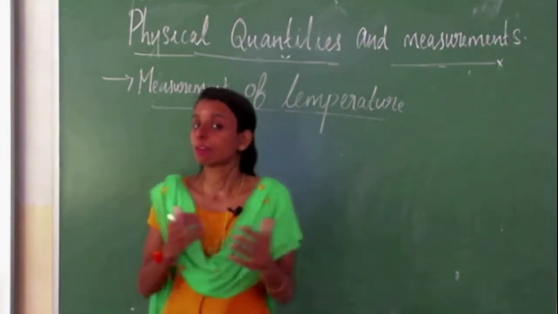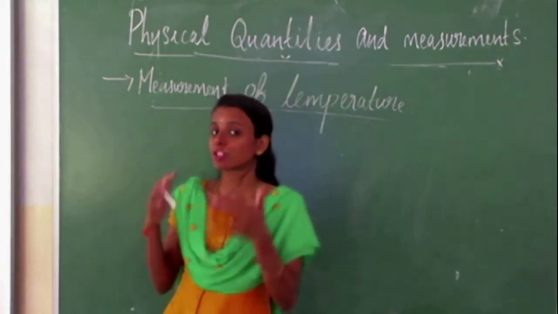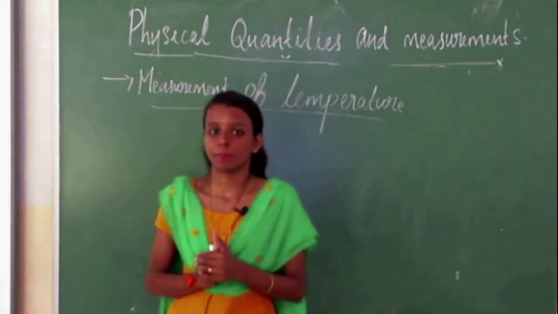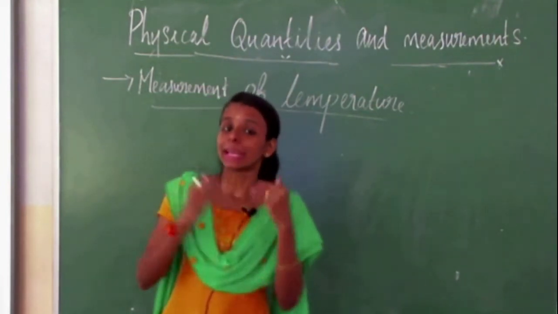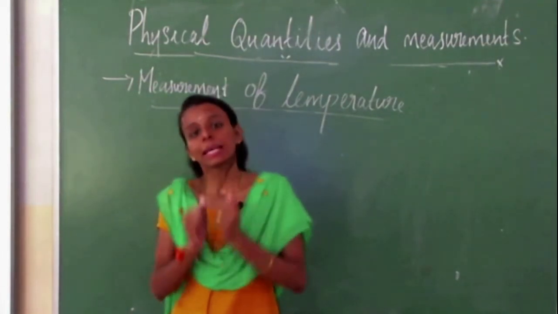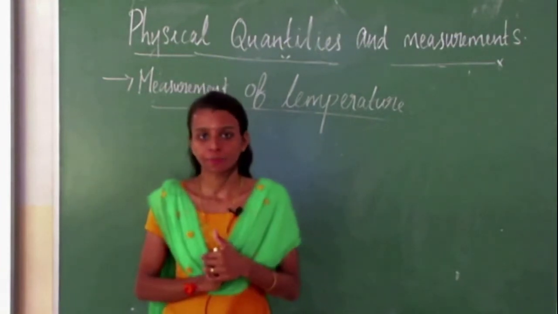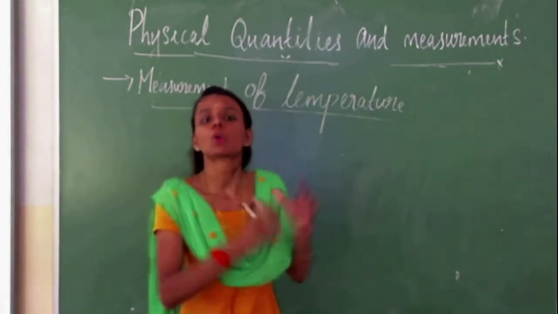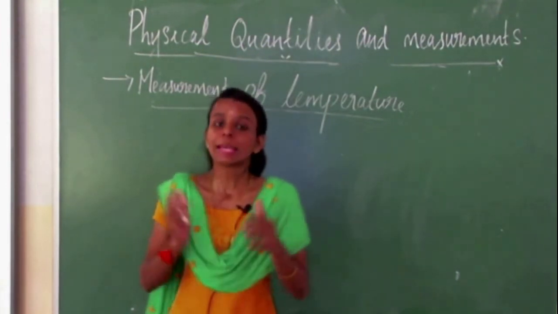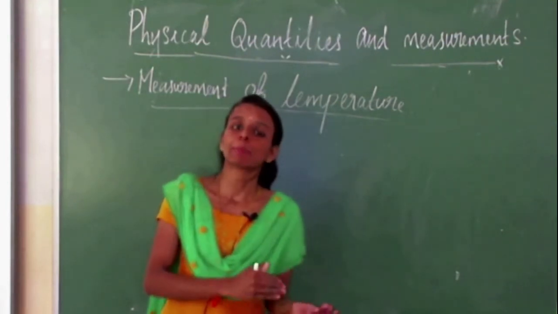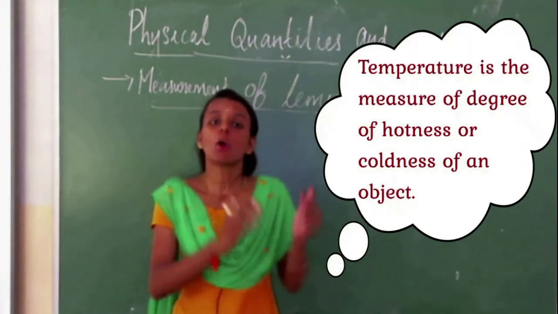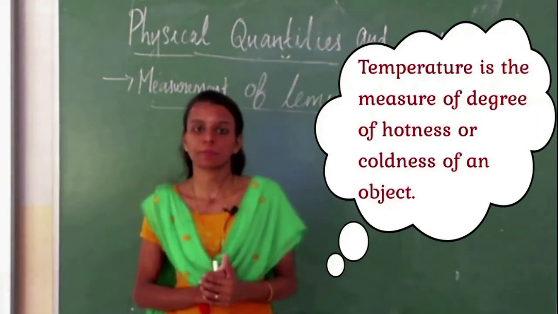If we touch a hot object, we will feel very hot. In the same way, if we touch a cold object, we will feel very cold. This is because of the heat transfer. If we touch a hot object, the heat passes from the object to our hand. If we touch a cold object, heat passes from our hands to the object. Therefore, the hotness or coldness of an object depends on the transfer of heat. Heat is always transferred from higher temperature to lower temperature. So, temperature means the degree of hotness or coldness of an object.